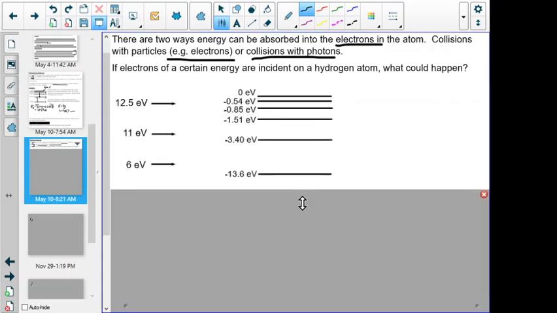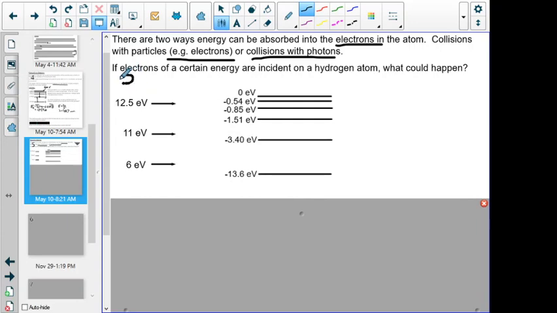Now, let's say we have a bunch of electrons. These are all electrons here, they're all coming in and they have these kinetic energies. Okay, 12.5, 11, and 6 electron volts. And our hydrogen atom, we're just going to look at three cases. It doesn't actually have three electrons. Don't go complain to your chemistry teacher. So we're going to label three of them.